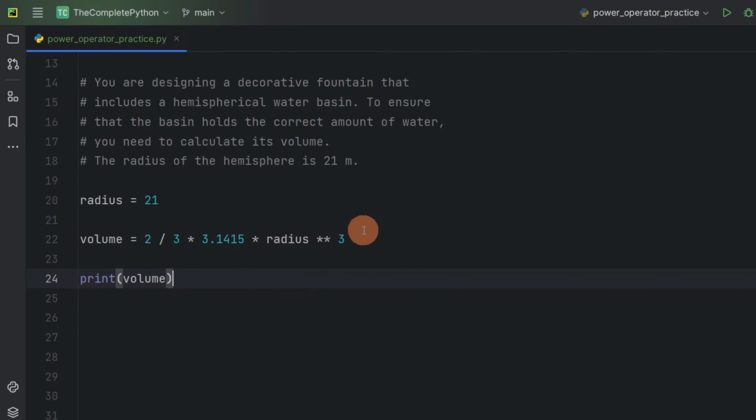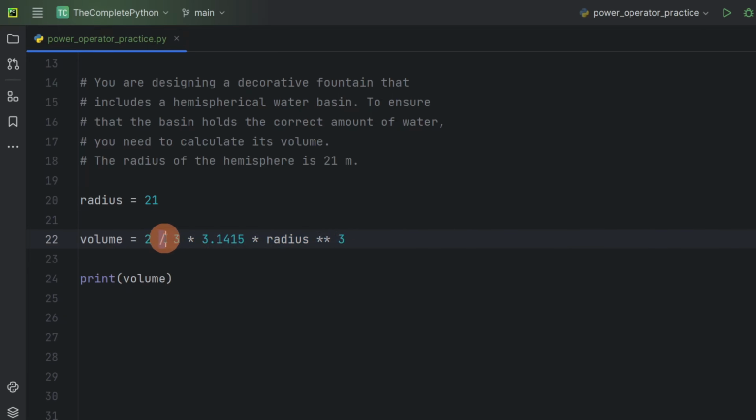Let's understand how Python will evaluate this expression. Here we have used the assignment operator, division, multiplication, and the power operator. First, Python will calculate the cube of the radius because the power operator has higher precedence than any other operator. Next, we have division and multiplication. Division and multiplication both have the same precedence. So by default, Python evaluates our expression from left side towards right side.